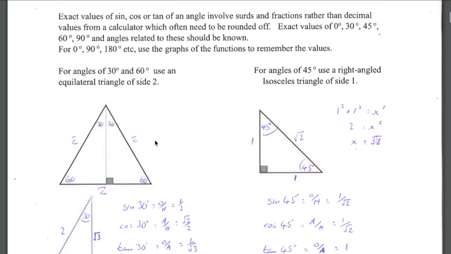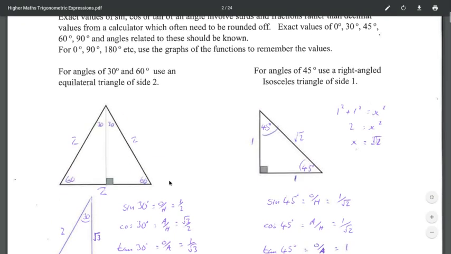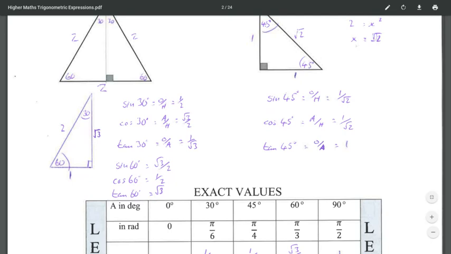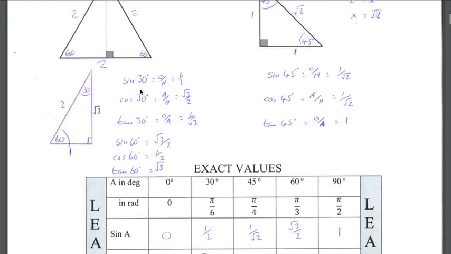Now, as I was saying just before, we need to know the exact values of the sine of 30, cos of 30, and the tan of 30. Well, sine of an angle is the ratio of the opposite side to the hypotenuse. So here's my 30 degrees. Opposite the 30 degrees, I have 1. The hypotenuse, which is opposite the right angle, is 2. So the sine of 30 is 1 divided by 2, opposite divided by hypotenuse. So the sine of 30 is 1/2.